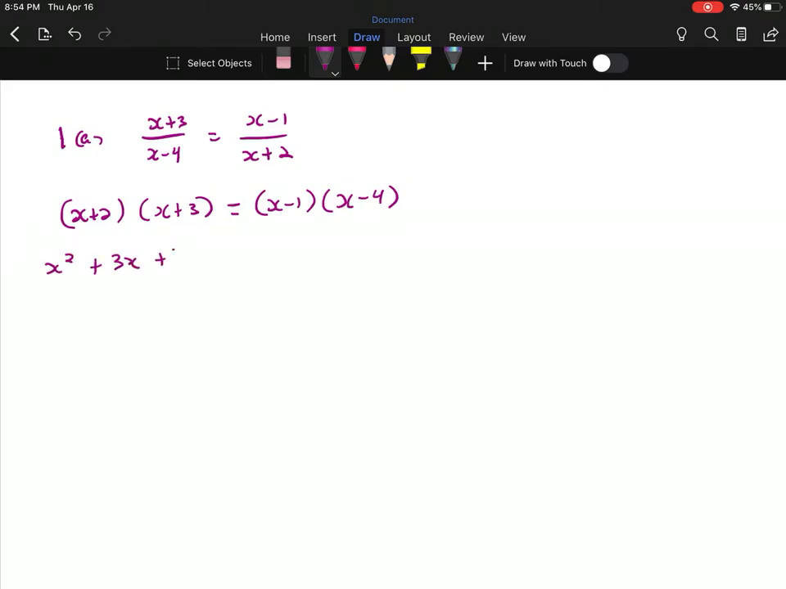Well, what happens next? Some FOIL. I get x squared plus 3x plus 2x plus 6. On the right side I get x squared minus 4x minus 1x plus 4. And here's a big idea of solving quadratics.